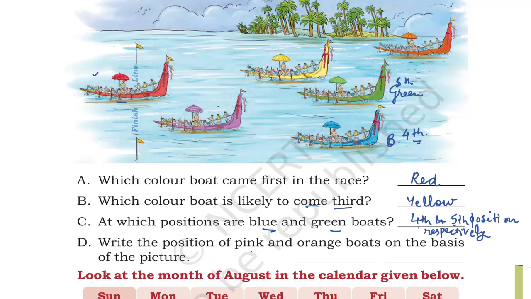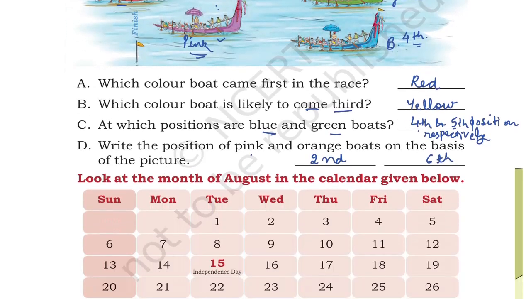Write the position of pink and orange boats on the basis of the picture. Oh my goodness, I cannot see where the pink and the orange boat is. Oh, I was calling it purple. They're actually calling it a pink boat. Okay. So this is a pink boat and this is an orange boat. This is second position, so we will write second, and this is the last. So 2 plus 3, 5. And this is coming at the last, or the sixth position. Okay. Moving ahead, I think we are going to be done with this chapter soon.